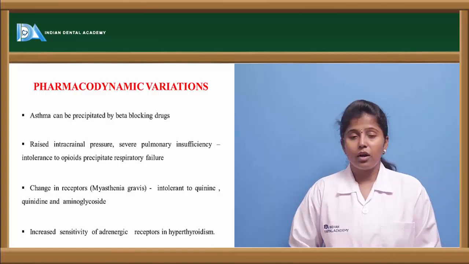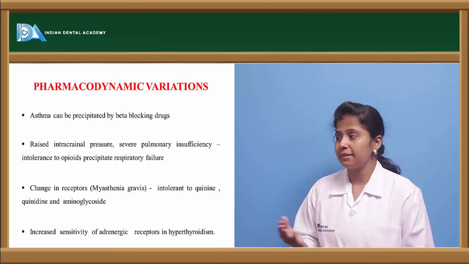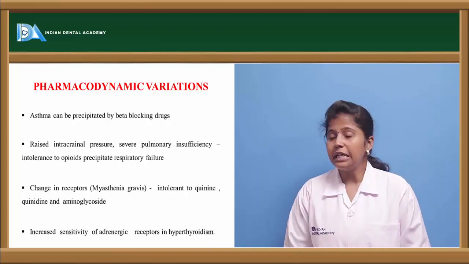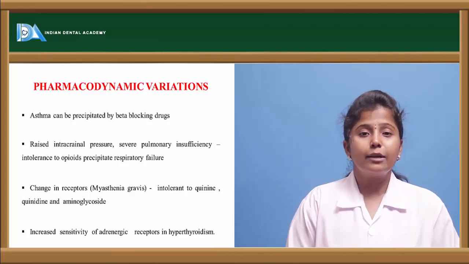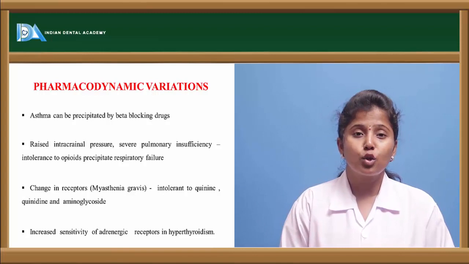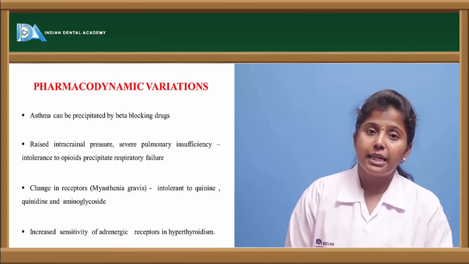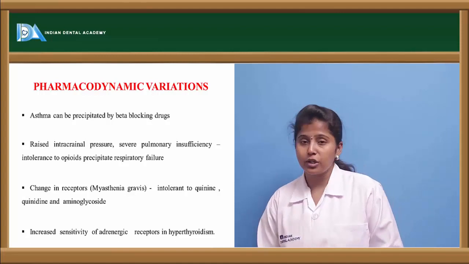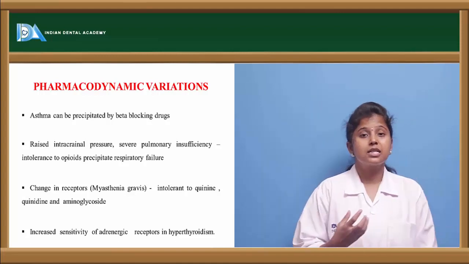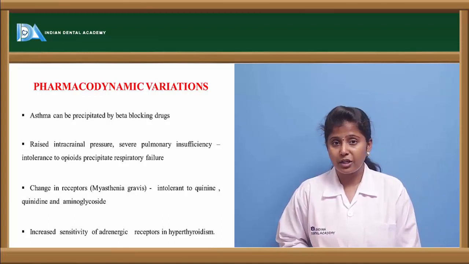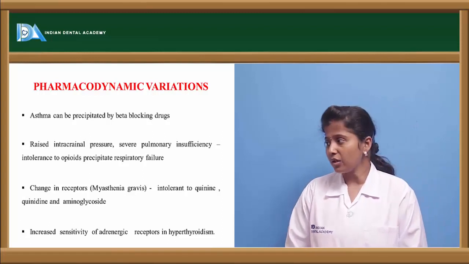The intraocular pressure and the intracranial pressure, the pressure inside the cranial region, can be increased because of the intolerance provided by the drugs called opioids. We are taking opioids and these drugs show intolerance. Because of this, that may lead to increased intraocular pressure and severe pulmonary insufficiency, because the oxygen supply to the pulmonary region is not proper, or the blood supply in the pulmonary artery or vein is not proper.